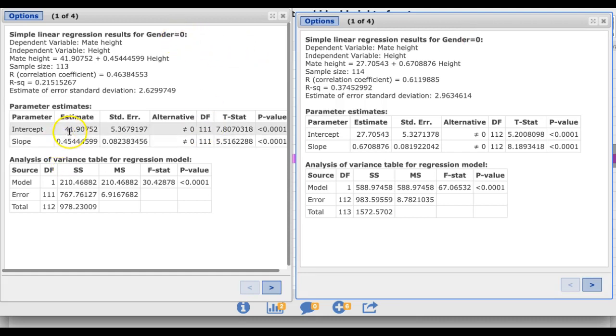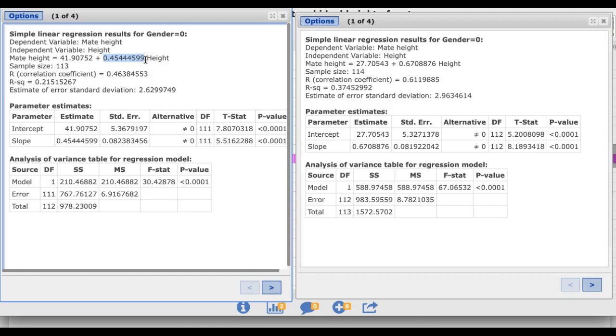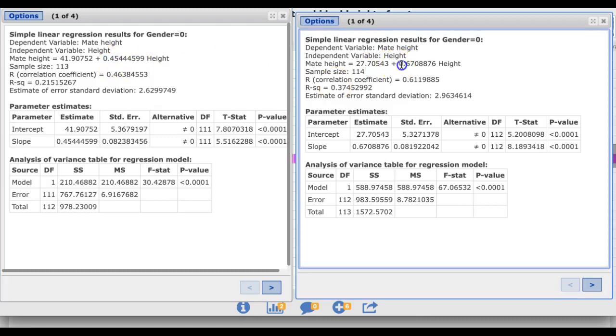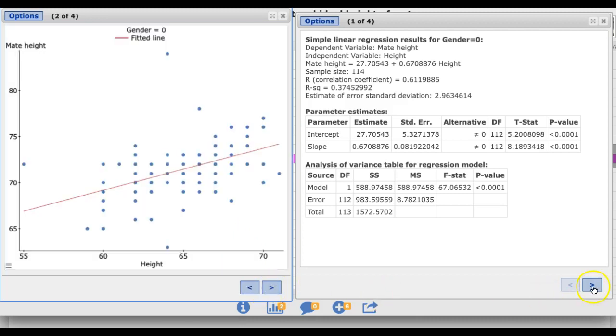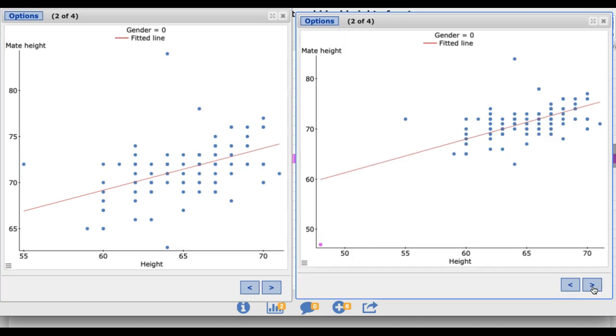So here we get the estimate is 41 for the y-intercept. Here it's 27. Kind of a big difference there. And if we look at the slope interpretation, here we get 0.45, whereas here we get 0.67. So maybe a big difference here. And the correlation coefficient here proved to be much stronger, while here it decreased. If we look at these lines, we get something like this versus something like this.